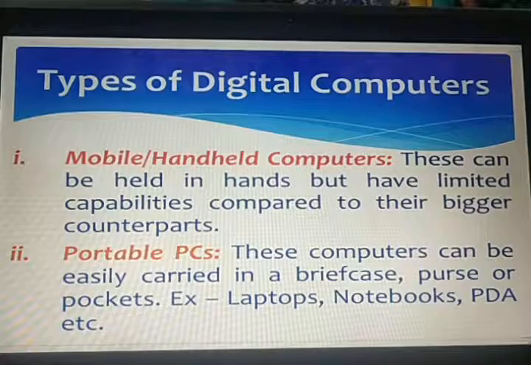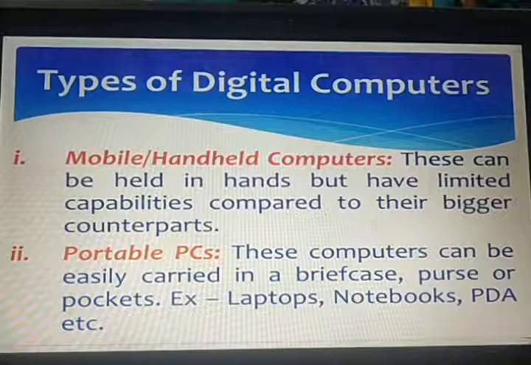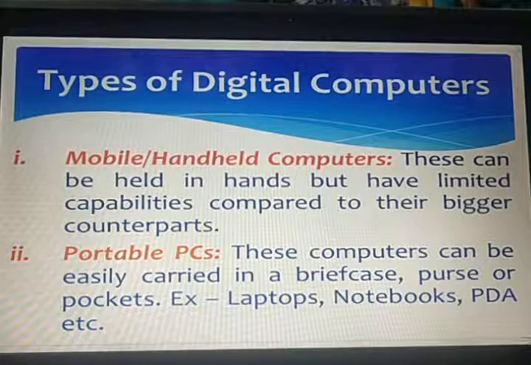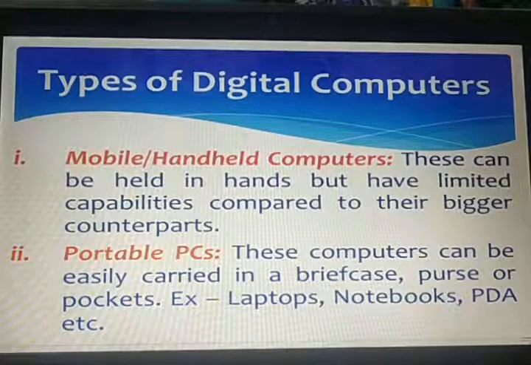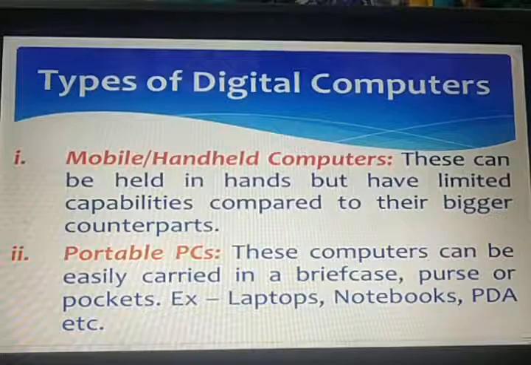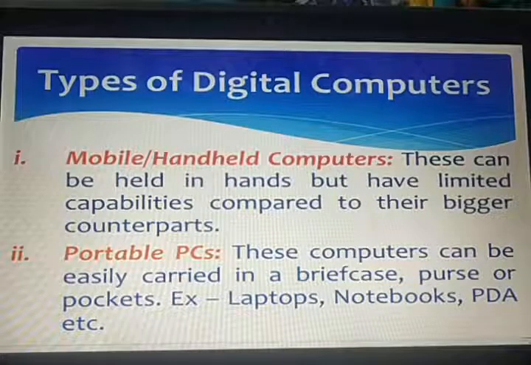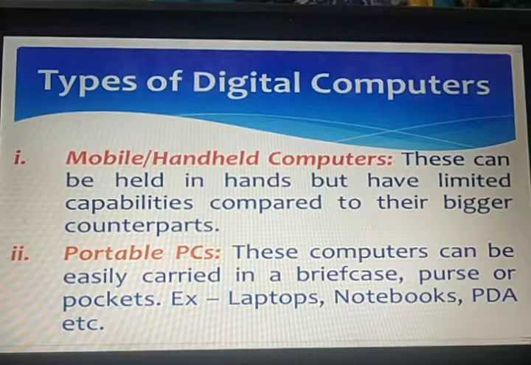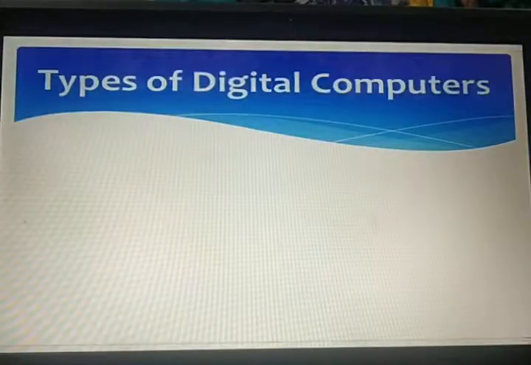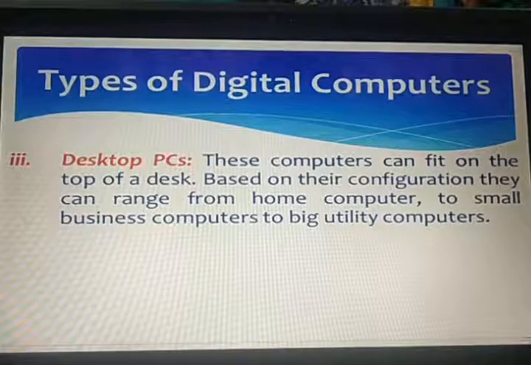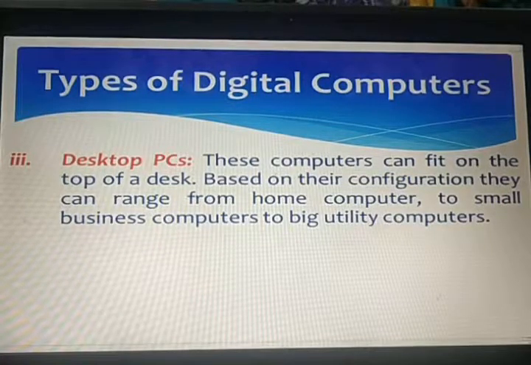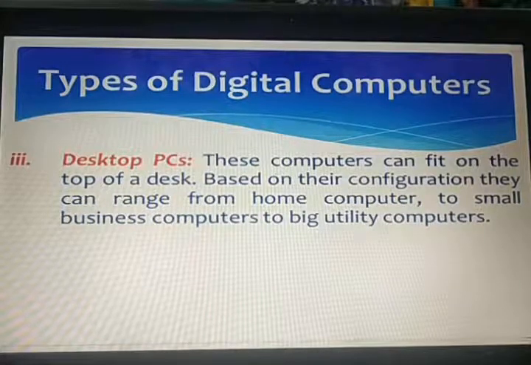Second one, portable PC. Bigger than mobile computers, these computers can be easily carried in a briefcase, purse or pocket. For example, laptops, notebooks, PDA, which stands for personal digital assistant, etc. These days, the gap between mobile computers and portable PCs is getting narrower and narrower. And the third one, desktop PC. These computers can fit on the top of a desk, so they are known as desktops. Based on their configuration, they can range from home computers to small business computers to big utility computers.